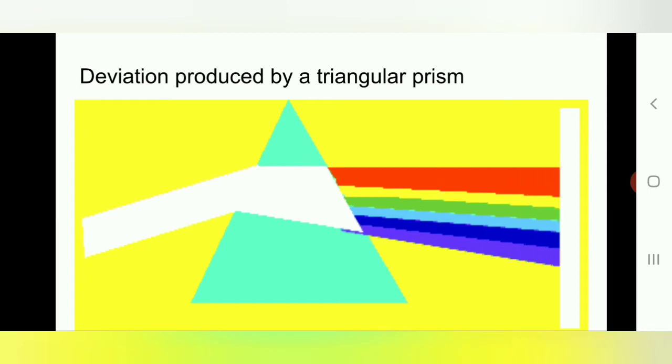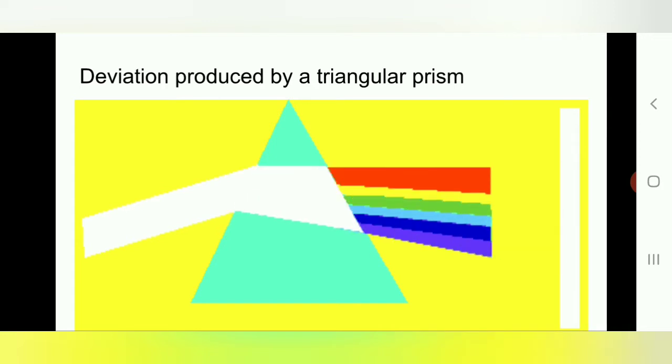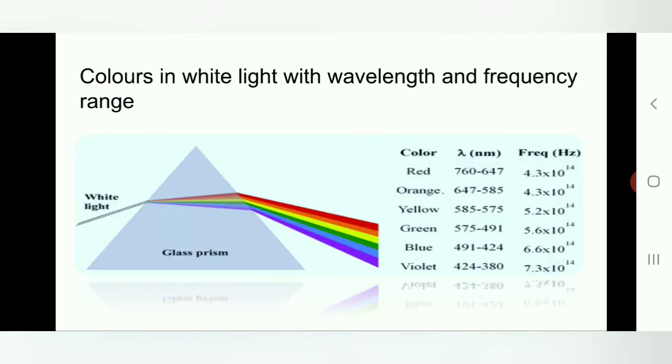Get it right. Many students think that a prism produces the colors, but this is wrong. It does not produce the colors, it only splits the various colors present in the light incident on it. Then we have colors in white light with wavelength and frequency range. Light of different colors have the same speed in air but different speeds in a medium other than air.